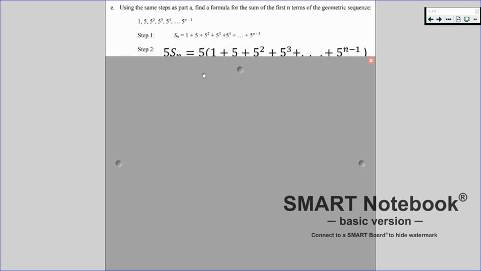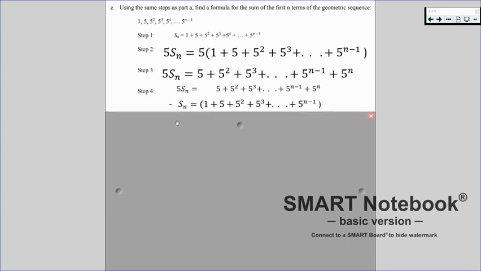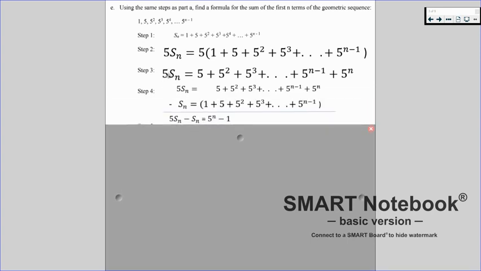So my step here, what I'm going to multiply by isn't 3 this time, it's going to be a 5. So we multiply by 5 on the left side and on the right side. Then we distribute. So this 5 goes into all of those, increases the exponent by 1. Then we're going to subtract. So I'm subtracting my statement in step 3 minus my statement that's in step 1.